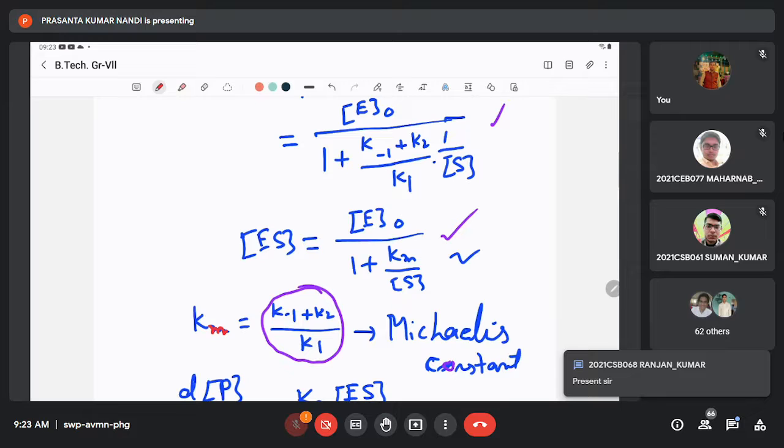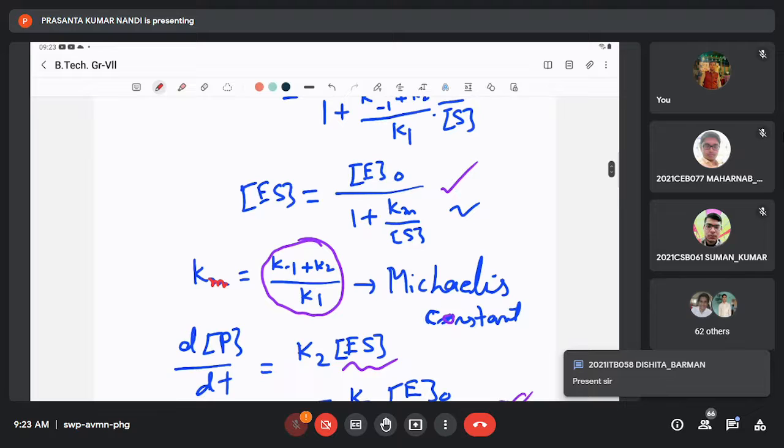And this is the expression of the intermediate species in terms of substrate concentration and initial concentration of enzyme, and Km is constant at a particular temperature. Now let us find the rate of formation of the product. Naturally, the product is produced in the second step, right? So we can write down the corresponding rate equation: dP/dt equals K2 times ES.